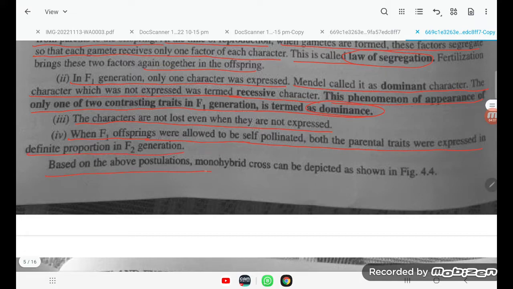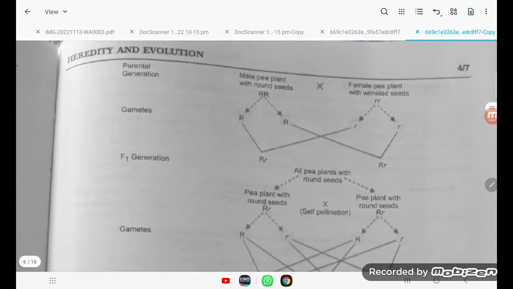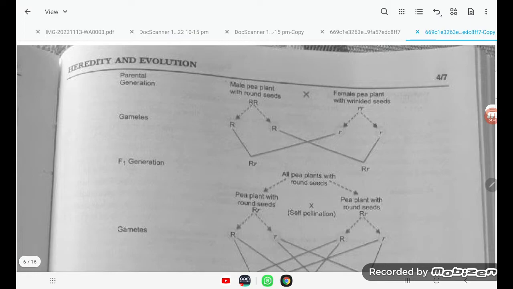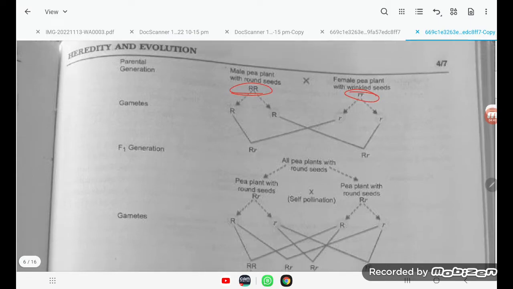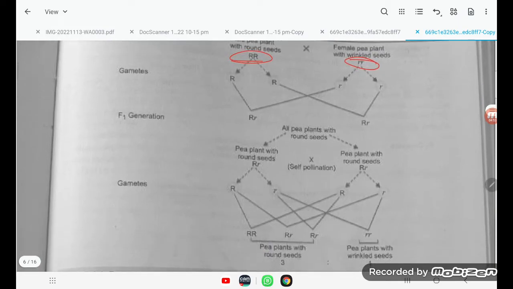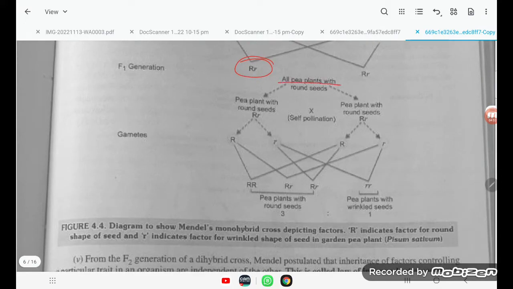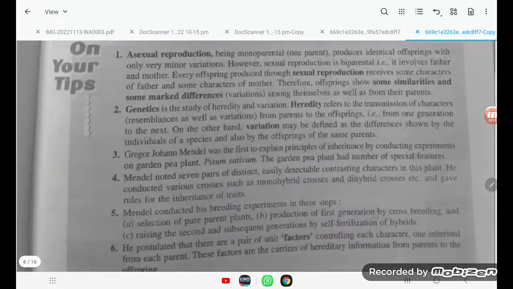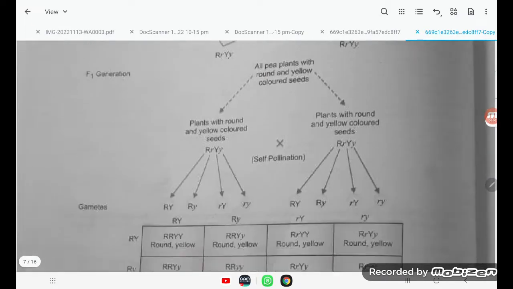Based on the above postulation, a monohybrid cross can be depicted as in the figure. So the male pea plant is round, capital R, and this pea plant has wrinkled seeds, small r. So in the first generation, that is capital R small r, all pea plants have round seeds. But in the second generation, what is coming? 3:1, students. This is the 3:1 ratio. So this is all about the answer, students.